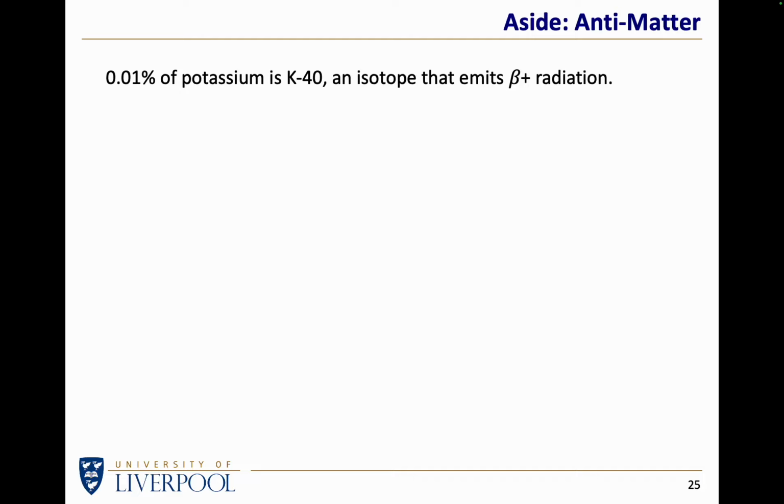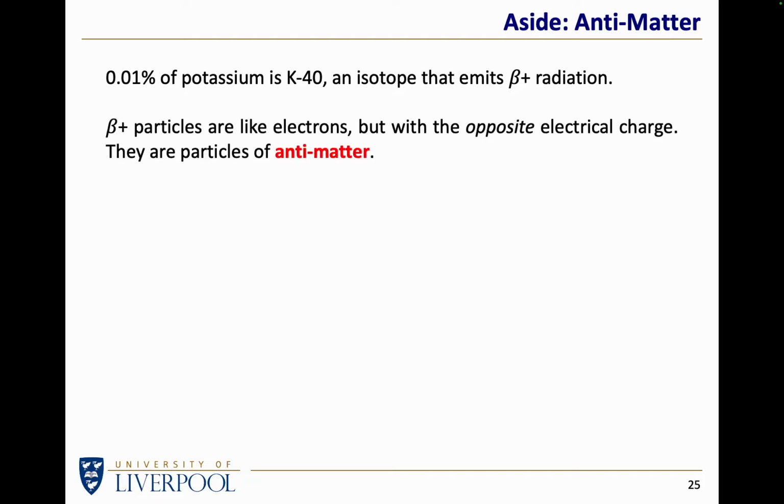Just as an aside, there is one particular isotope of potassium. There's only a small amount of it, 0.01%, but 0.01% of potassium is a particular isotope called potassium-40. And it's an isotope that emits beta plus radiation. Beta radiation, remember, is electrons or their antimatter equivalent. If the particle is negative, it's an electron. If the particle is positively charged, it's an antimatter equivalent of the electron, an anti-electron, if you like. The same as an electron in all respects, except it has the opposite electrical charge. So basically, it's antimatter. So anything that contains potassium is generating antimatter.